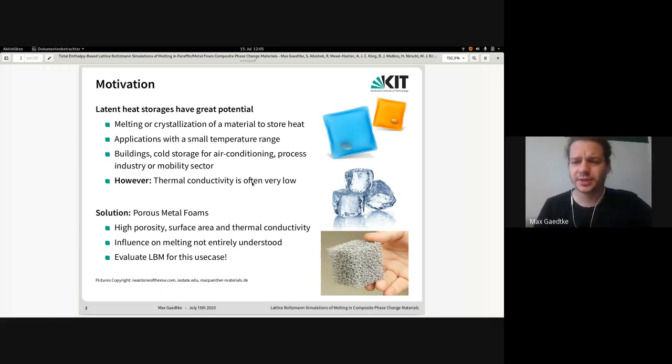Two examples that you can think of, if you have something in your head when thinking of a latent heat storage, would be these pocket warmers. You heat them up with boiling water, and the gel in there liquefies. And then as soon as you click this little plate in there, the crystallization starts, the material solidifies and emits heat. And this heat is then absorbed by your hands, probably, and it's a nice feeling.